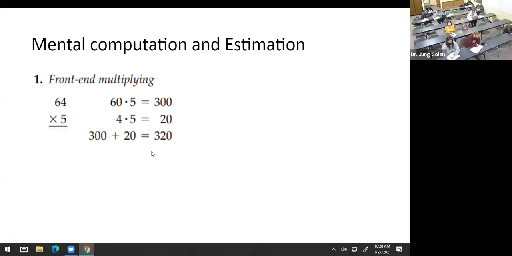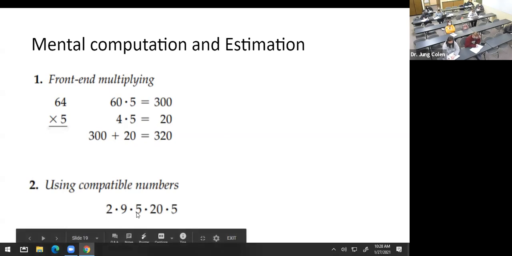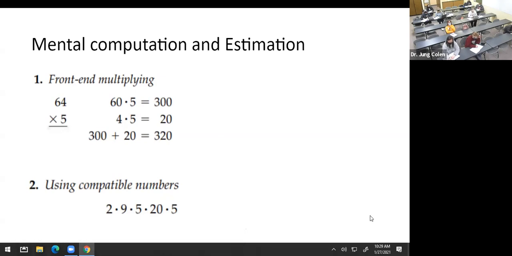When the numbers are easy, you can do this easily, but when numbers get complicated, it's not easy to use this kind of method, right? So another one that you can think about is using compatible numbers. So for example, you have many numbers like this, 2 times 9 times 5 times 20 times 5. How would you solve this easily without using your pencil or paper? Anyone? Haley?